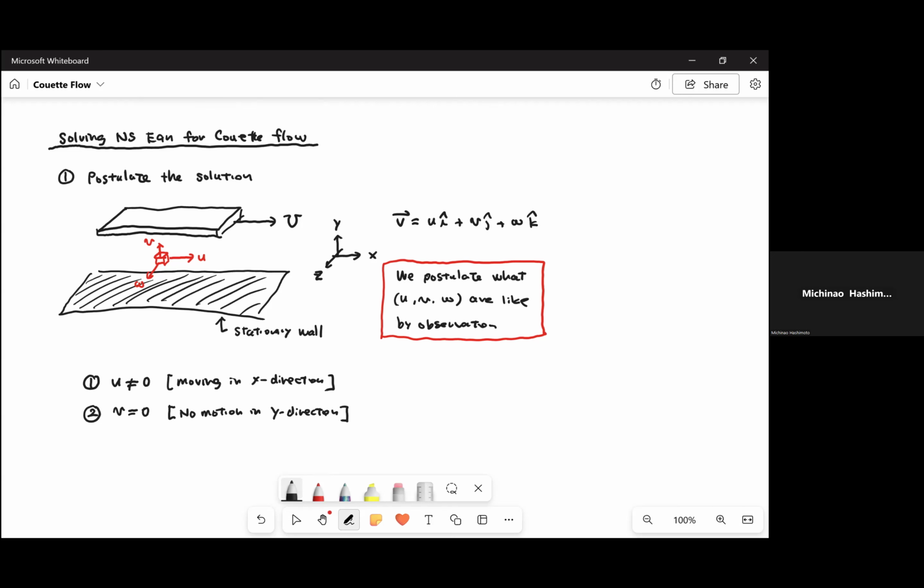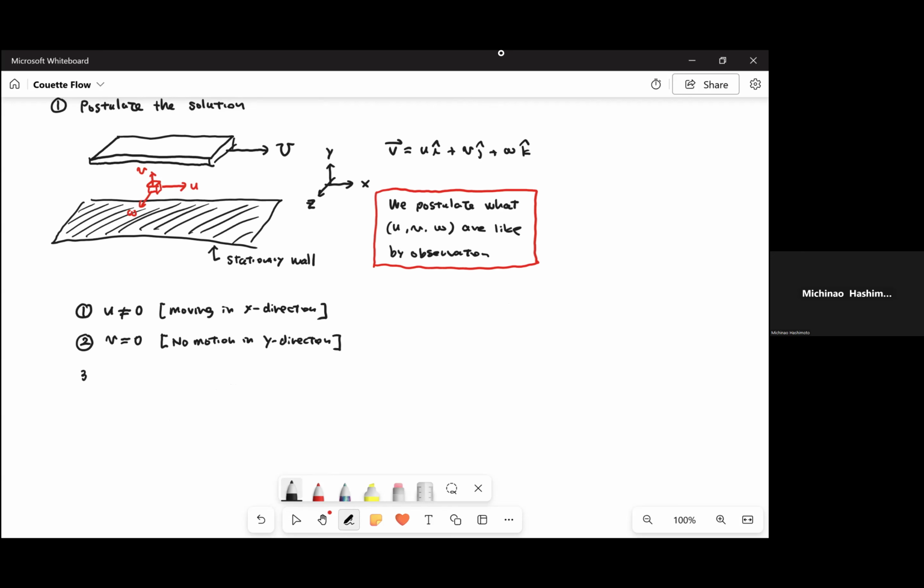Lastly, what about z, or w? Is this fluid particle coming out of the plane or flowing into the plane? That is unlikely to happen because the motion of the wall is only towards the x direction. So w is probably also equal to 0. So this is also no motion in the z direction.